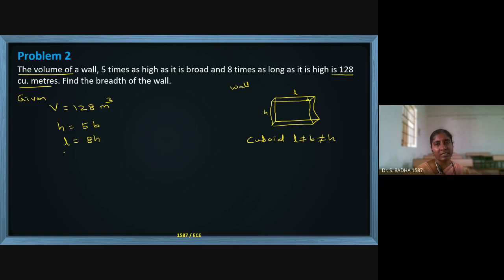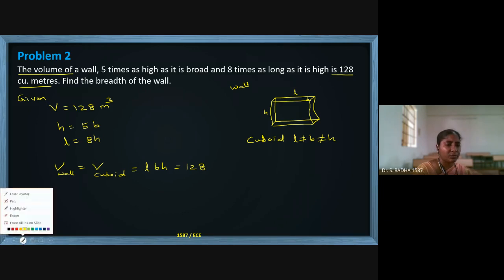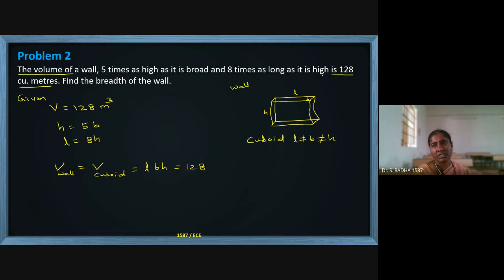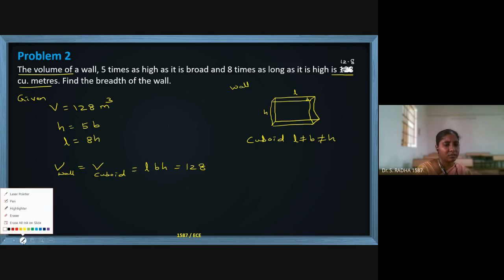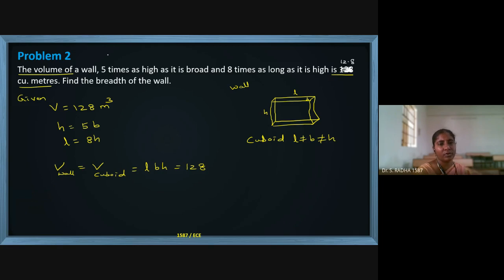All these are given details. Now what they are asking: the B value. We already know the volume of cuboid or volume of wall is nothing but L B H. In this question, the value is given as 12.8. I thought of changing it but forgot. They have given it in the paper like that, so 12.8 is the value they have given, the volume.